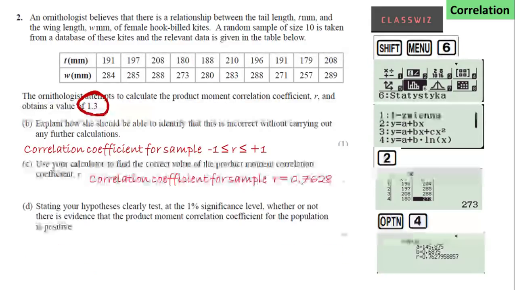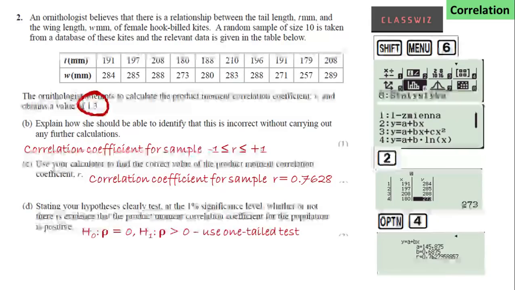Now we're asked, stating our hypotheses clearly at the 1% significance level, whether there is evidence that the product moment correlation coefficient of the population is positive. So is there evidence that these two variables are positively correlated? Our hypotheses are: the null hypothesis is rho equals 0. The alternative hypothesis is rho greater than 0. So we're going to use a one-tailed test. Were H1 rho not equal to 0, we'd use a two-tailed test.